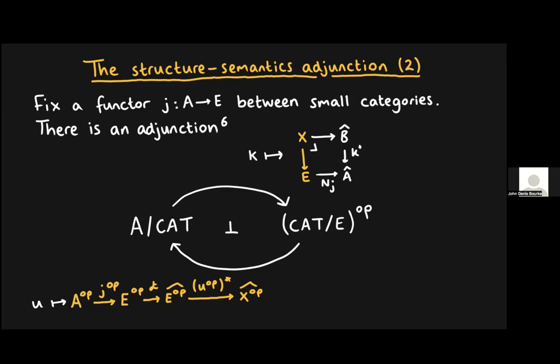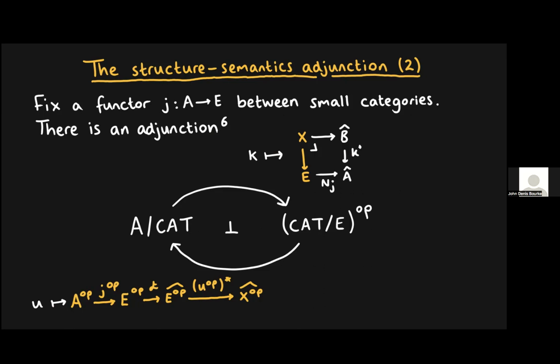So the adjunction here is entirely due to Linton. We're going to fix the functor J as before. We don't need it to be dense. But for size issues, now we're going to ask that both A and E are small. We can lift these assumptions, but it becomes more complicated. So for now, I'm going to make a simplifying assumption.